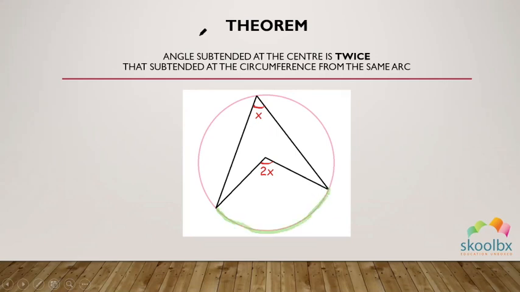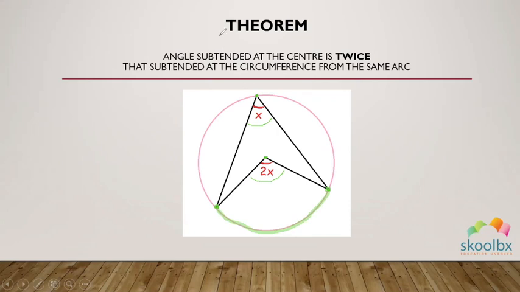Basically, the arc is the base of those two lines. I mean, where those lines meet, right? That's where the arc happens. So one angle from the arc subtends onto the center, and one subtends to the circumference. Remember, it has to touch the circumference and it has to touch the center. Otherwise, this theorem doesn't work.